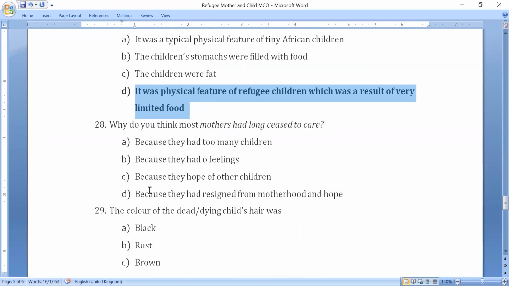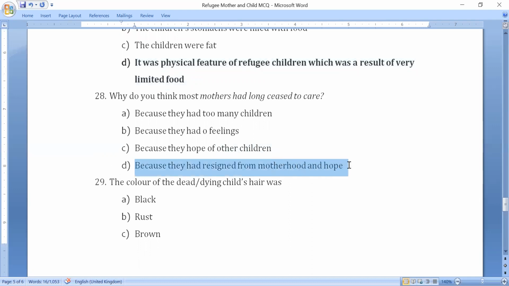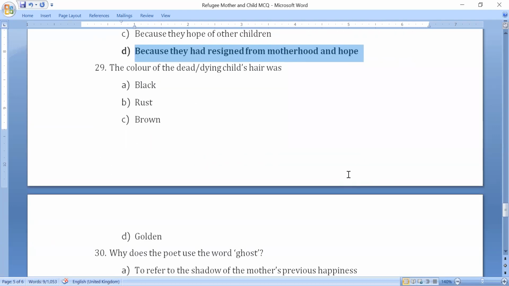Why do you think most mothers had long ceased to care? Because they had too many children, because they had no feelings, because they had hope of other children, because they had resigned from motherhood and hope. The right answer is D, because they have resigned from motherhood and hope. The color of a dead or dying child's hair was rust, R-U-S-T.